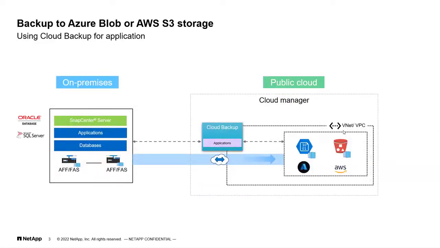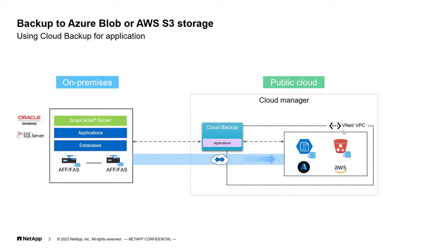Let's say you have a database hosted on AFF or a FAS system, and you already have a connection established between the on-prem and one of the public clouds, either Microsoft Azure or AWS. We go to Cloud Manager and register Cloud Backup for applications, then register the connector details. Now, based on the connector that you choose, be it Microsoft Azure or AWS, your blob storage will be available to store your snapshot copies.